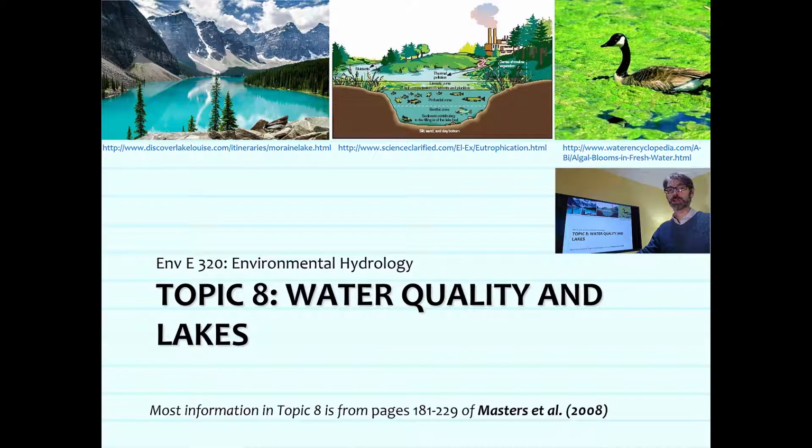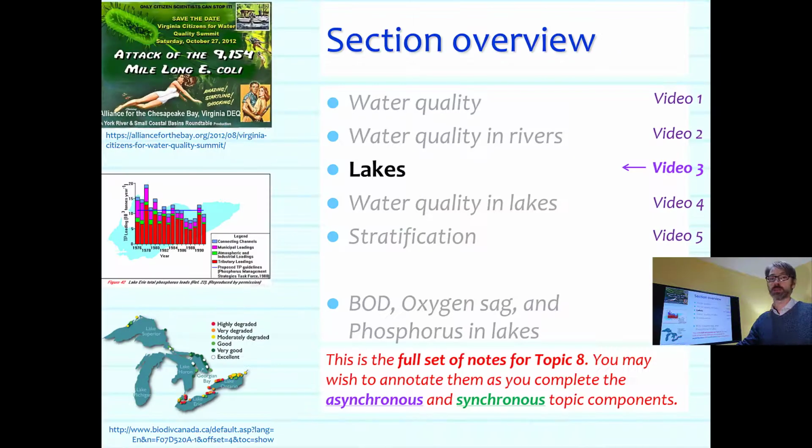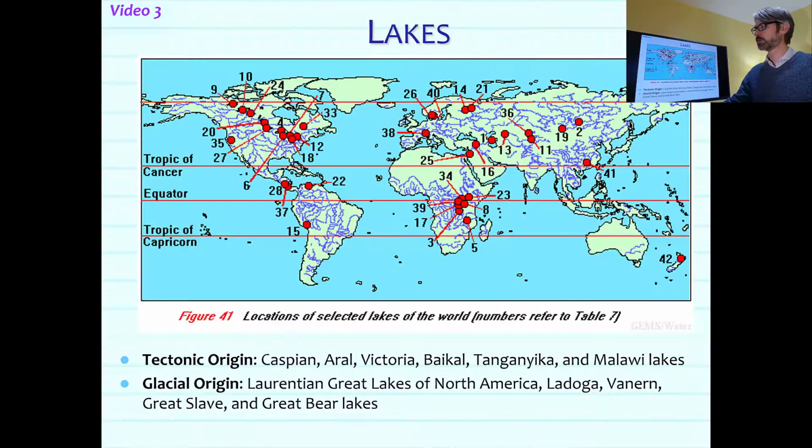This is video 3 of topic 8 on water quality and lakes. This video focuses on lakes. There are many large lakes around the world. Some of them are of tectonic origin, while others are of glacial origin. You will have heard of many of these.